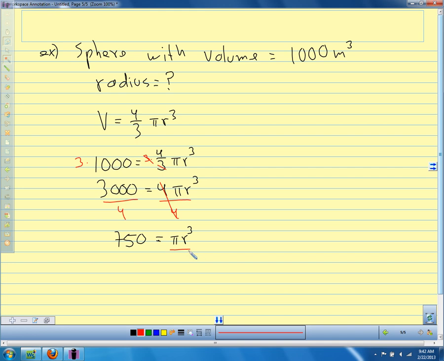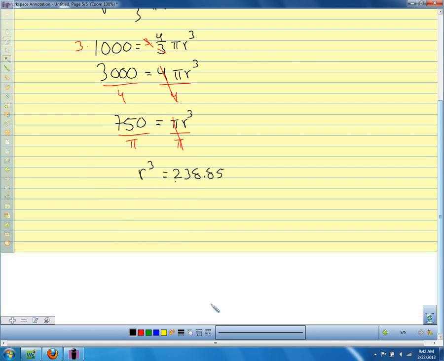Now what do we do? Divide by pi. We'll just use 3.14. And when we divide by pi, those cancel there. I'm just going to turn my equation around. R cubed equals 750 divided by 3.14, which is 238.85. Now we can uncube it. We have r cubed by itself.